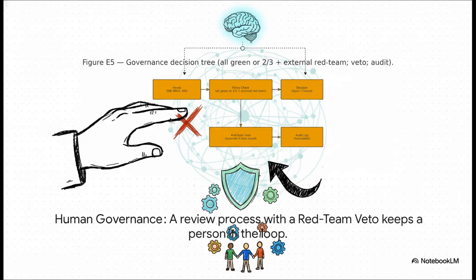But here's the kicker. The technology is not the final word. And this is so key. On top of all those automated guardrails, there's a serious human governance layer. This decision tree shows there's a clear process for human review, for policy checks, and, most importantly, a red team veto. A person is always in the loop, and they have the ultimate power to just say no.